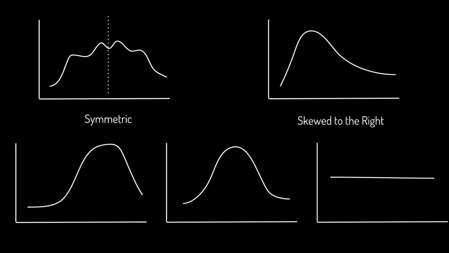If a distribution is concentrated on the lower values of the graph, then it is described as skewed to the right. Similarly, the next pattern is called skewed to the left. If the distribution is concentrated mainly on the higher values of the graph, then it is skewed to the left.